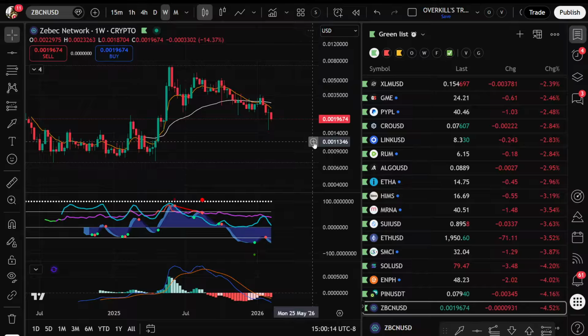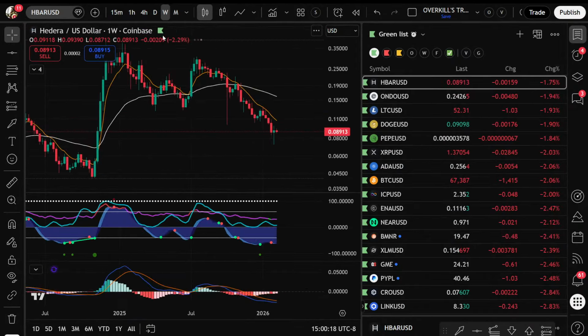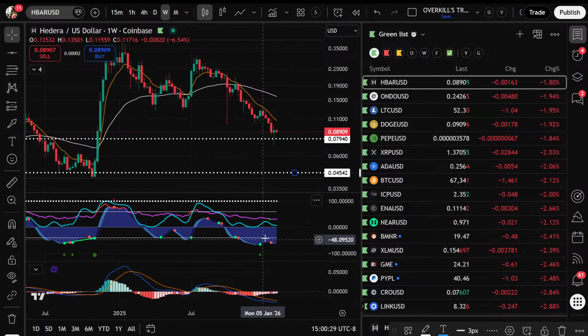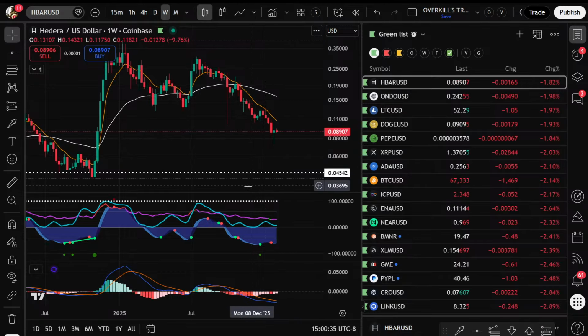Who knows? Did I talk about H-bar? H-bar is still given the weekly, I believe. Oh, it faded, actually. But 8 cents looks like a good spot for it. I mean, that looks like a decent spot. If it does come all the way down here to 0.045, you could buy more. But again, if we're down here, we are in accumulation territory. Okay, we're in accumulation territory. I like it a lot down here at 8 cents.